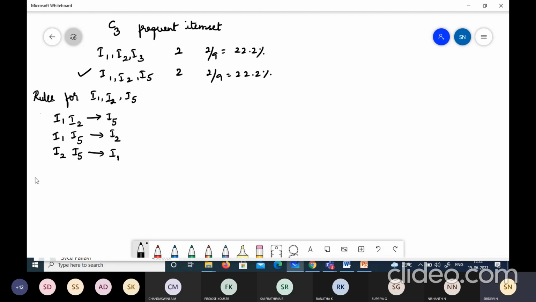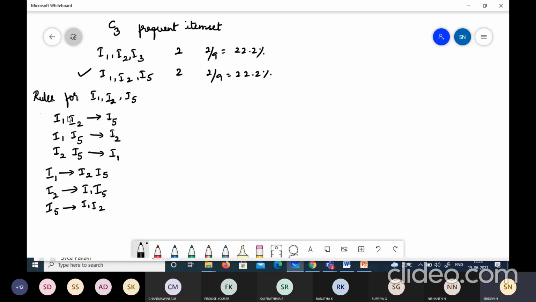Now we'll take one candidate. If a person buys I1, he tends to buy I2, I5. Now we'll take I2. If a person buys I2, he tends to buy I1, I5. Always, whatever items you choose should be in lexicographic order, that is alphabetical order. If it is numbers, it should be in ascending order. Now I5: it tends to buy I1, I2. These are the rules which are formed now.